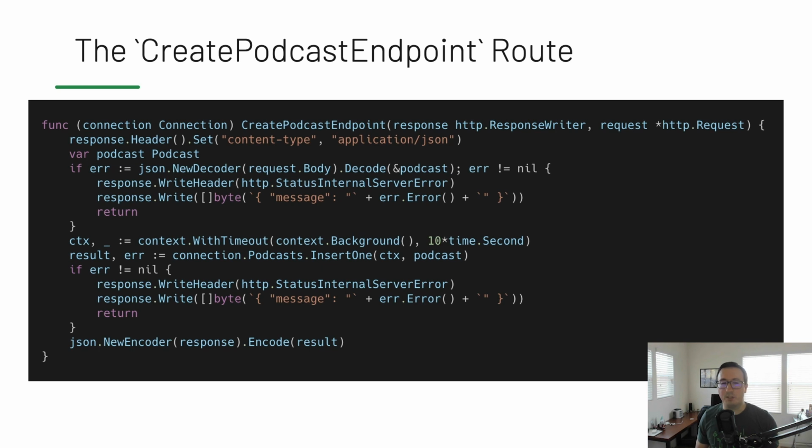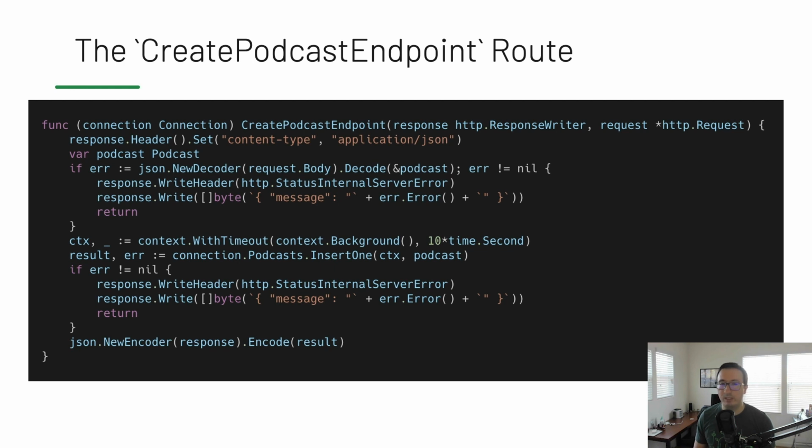If it failed for any reason, we're going to return an error. It's already JSON formatted. We're going to return the message. If it didn't fail, we're going to set the timeout, and we're going to save connection.podcasts.insert1, and we're going to provide that podcast that we received. If that insert was successful, we are going to respond with the result.